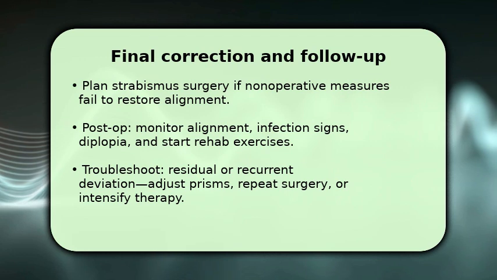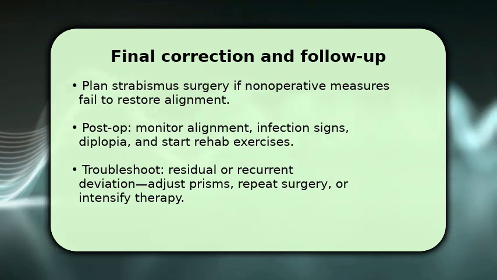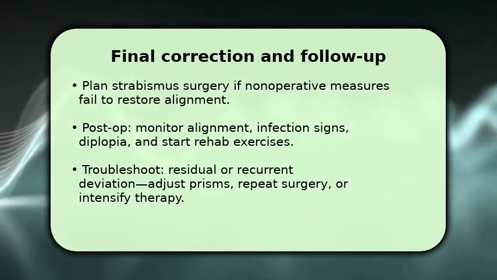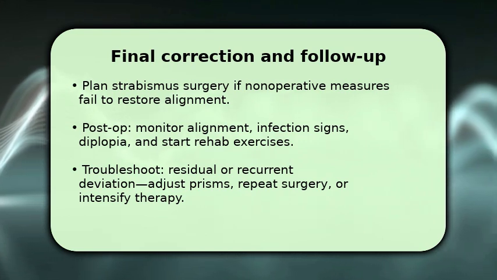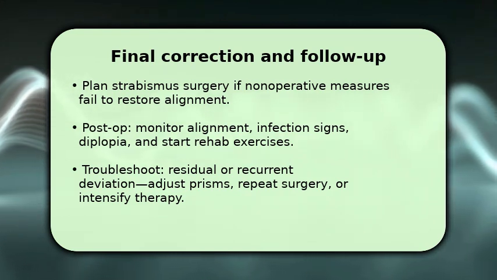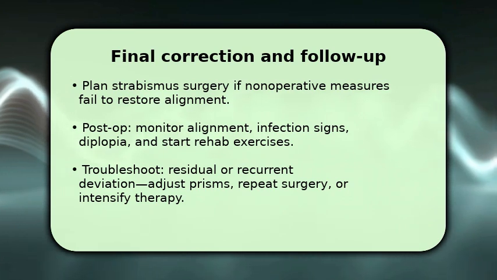If things go wrong, persistent or recurring misalignment, reassess refractive status, consider prism adaptation, secondary surgery, or intensified vision therapy. A multidisciplinary review helps.